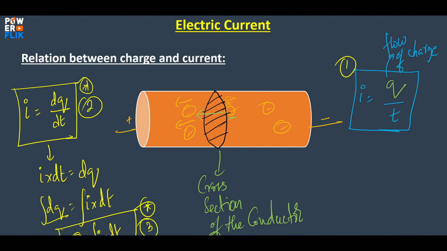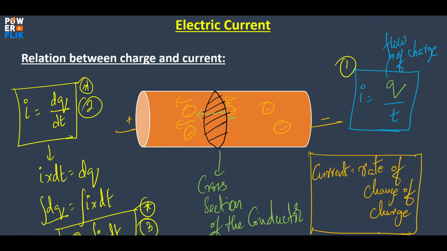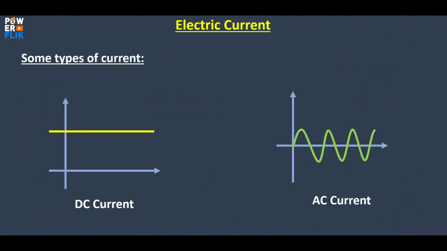Current is nothing but the rate of change of charge. That's it. So simply we can write current is equal to the rate of change of charge, or in normal terms, the flow of charge is nothing but current. Got it?